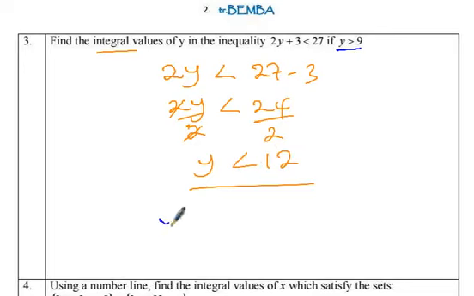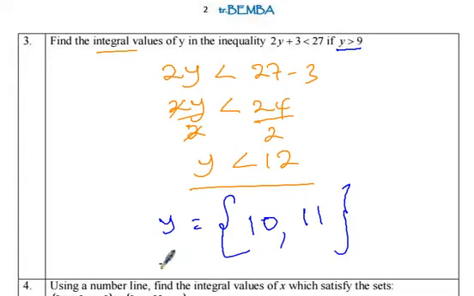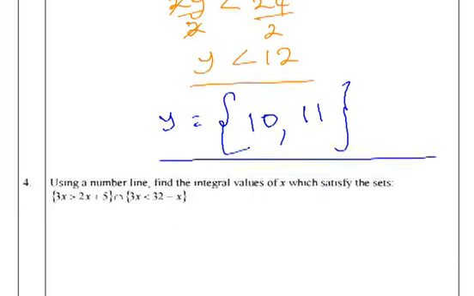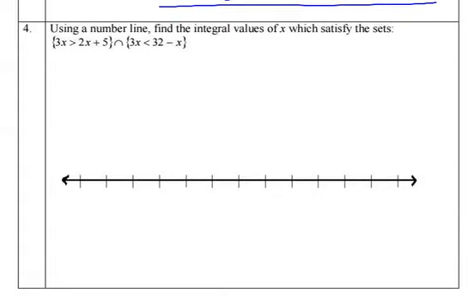So that means y can take on values greater than 9 but less than 12, and these values must be integers. That's the meaning here. So the integers here, we have 10 and 11. So those are the two integral values that are greater than 9 but less than 12. Okay, that was good, 4 marks to enjoy.